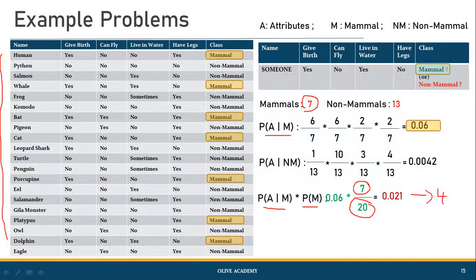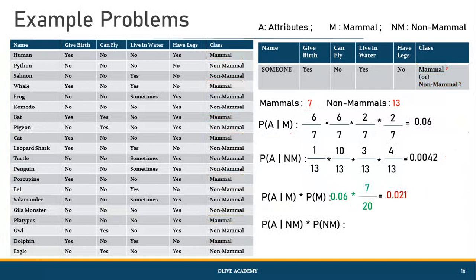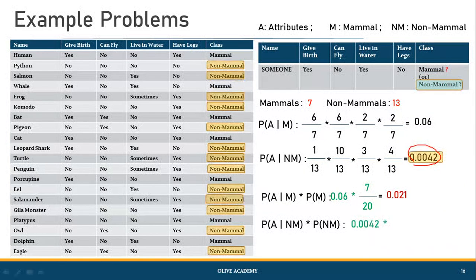Because this is the first step, this is the second step, this is the third step, and this is the fourth step. And similarly, we need to calculate the probability of A given non-mammal into the probability of non-mammal, which gives us 0.042 into 13 by 20, because there are 13 non-mammals out of the total count, which is 20. So that's why we are making it 13 by 20, and that gives us 0.027, and this is the fifth step. And now we are in a position to identify whether or not the given row can be classified as a mammal or non-mammal.